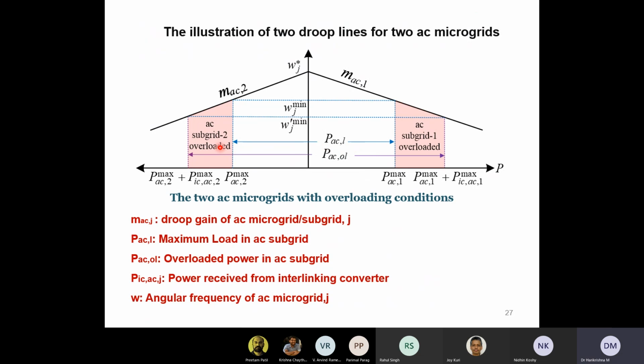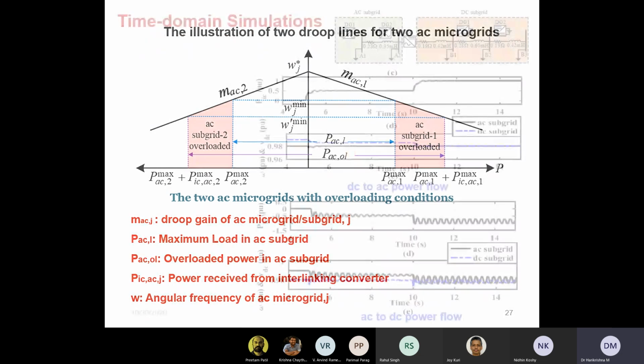Therefore, the same load is shared between the two microgrids or subgrids, but they do not have the power to feed those loads. Therefore, this condition can be considered an overloaded scenario. So this overload power can be received using an interlinking converter. That is, it may be provided by a nearby DC subgrid or another AC subgrid. In this way, power sharing can be achieved in AC-DC microgrids.